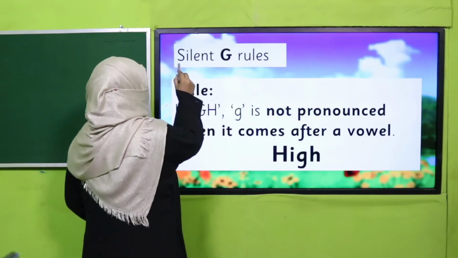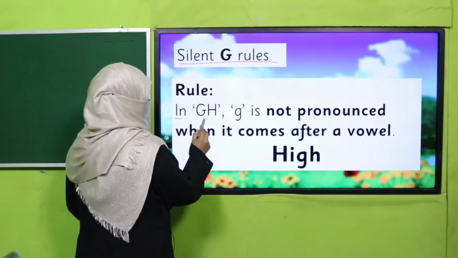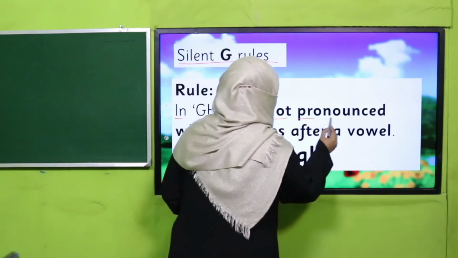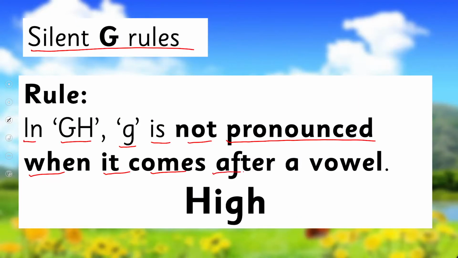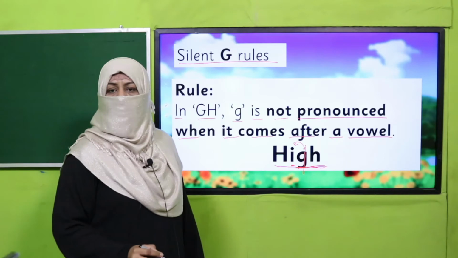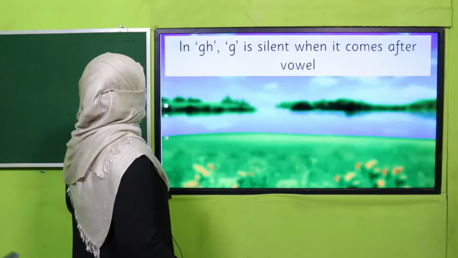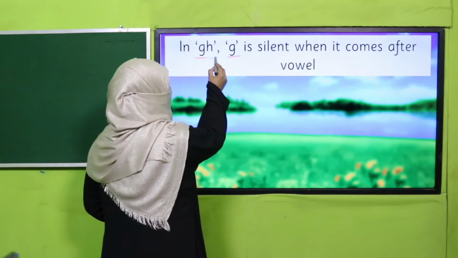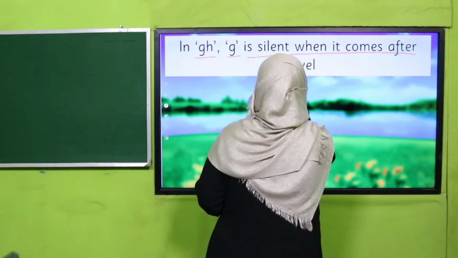And the next rule for silent G is in GH, G is not pronounced when it comes after a vowel. What does it mean? GH is together. So you find this chunk is there. This G will be silent if before G you find a vowel. Okay? And what here you find I is there, so we'll say it high. This G will not be pronounced. All right. So there are more examples of silent G in GH in case when it comes after a vowel.